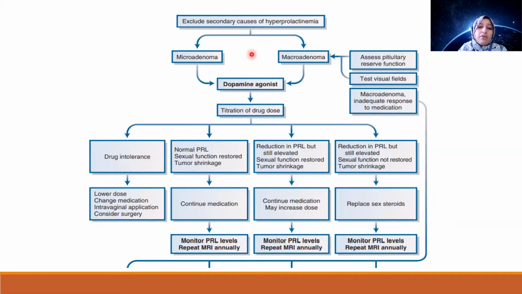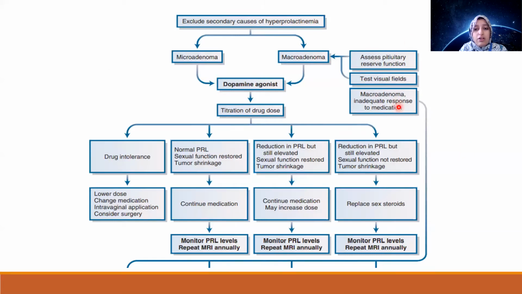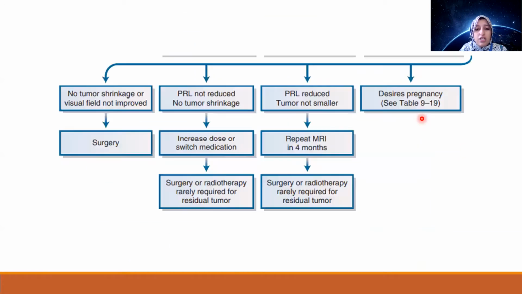I think this is a brief flow chart which shows how you go about with micro and macroadenoma. You have to start the patient on dopamine agonist therapy, titrate the dose, see the response, and so on. Monitor the prolactin level, repeat the MRI annually. I won't go into much detail because I have already explained. And if, for example, it is a case of a macroadenoma which is not responding to medication, then you can go for surgery on one end, or you can switch the medication, see if dopamine resistance is the issue. Otherwise, you can go for radiotherapy and so on.